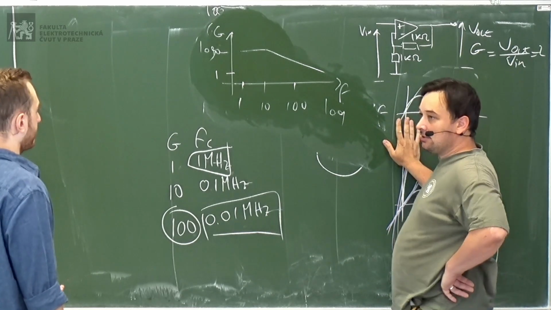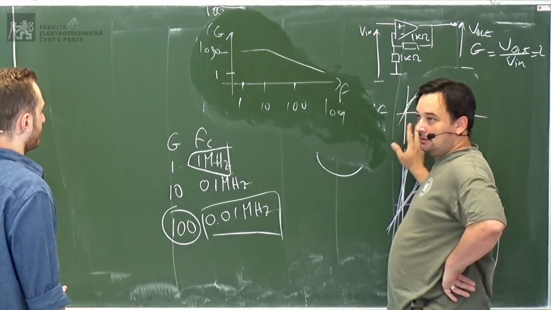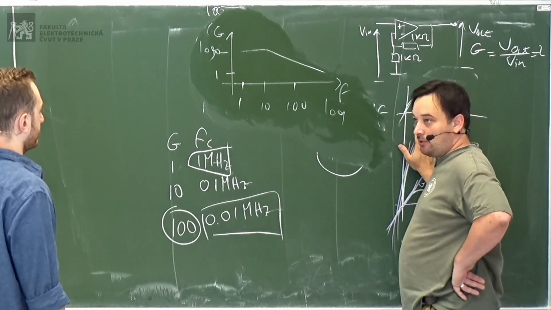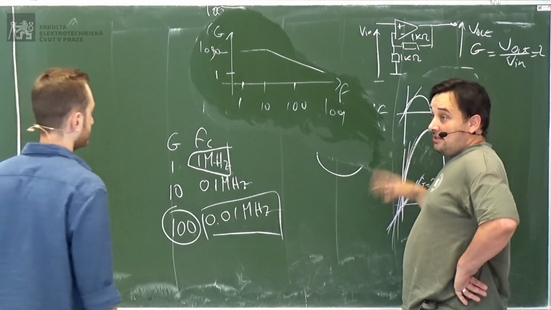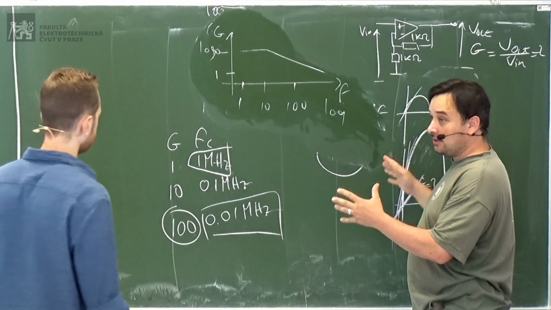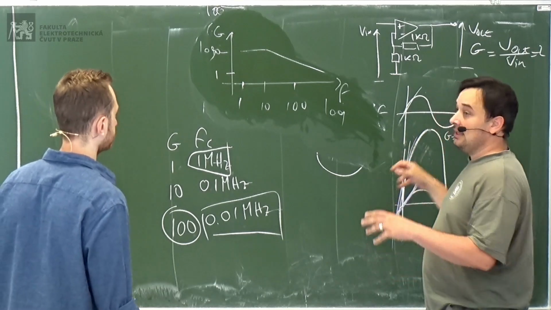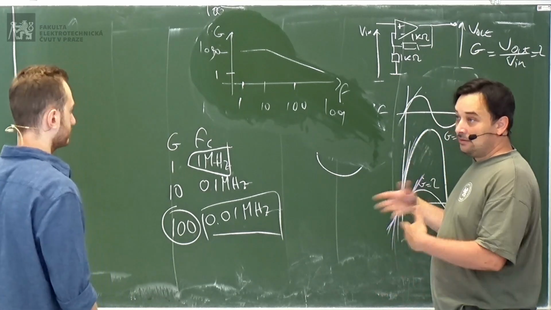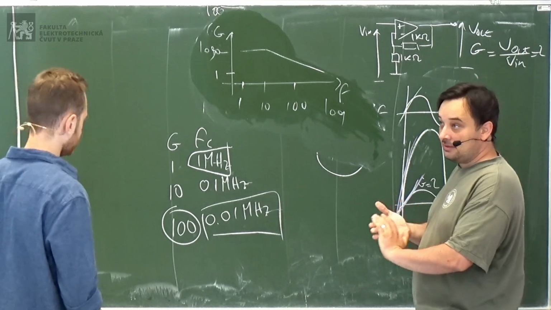Okay, so this was about the basics of how an operational amplifier works. Now that we know how the operational amplifier works, we can look at different circuits and try to solve them, to see some exercises like that.